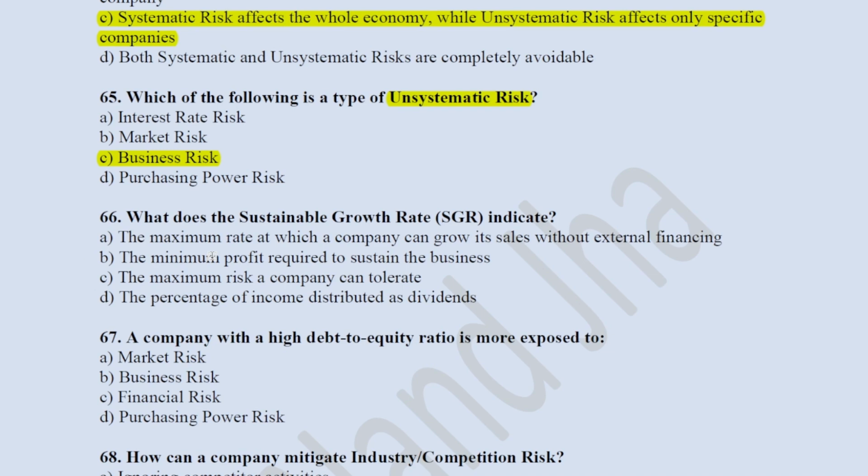What does sustainable growth rate, SGR, indicate? The maximum rate at which a company can grow its sales without external financing. The minimum profit, no. Maximum risk a company can tolerate, no. So the answer should be A.